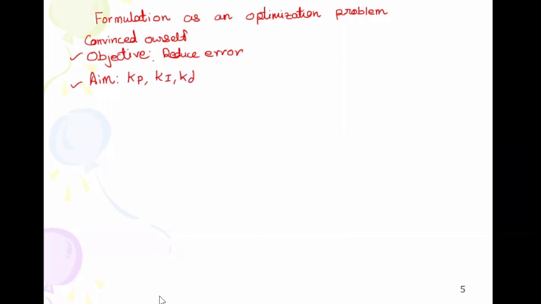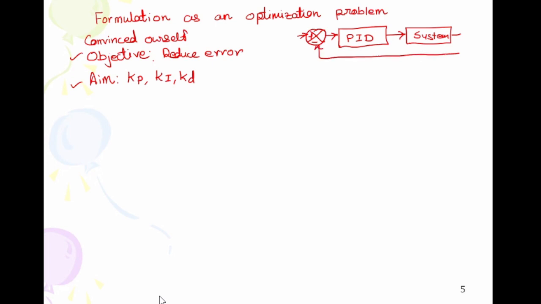Okay. Now the next question is how to find KP, KI, and KD by using optimization. Now, this is one problem that most of you might have solved in your school, maybe in class 10th or 11th. A function is given to you. You are asked to find out the value of x for which f of x is minimum. This is the principal optimization problem. Either you are maximizing it or you are minimizing it.